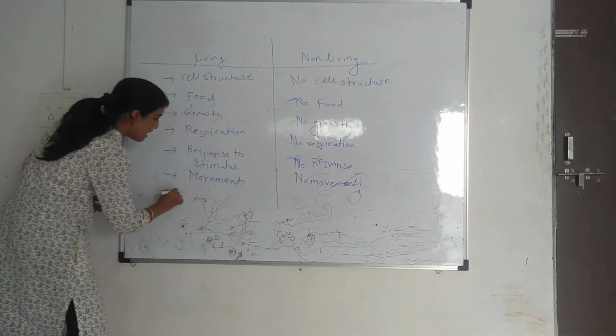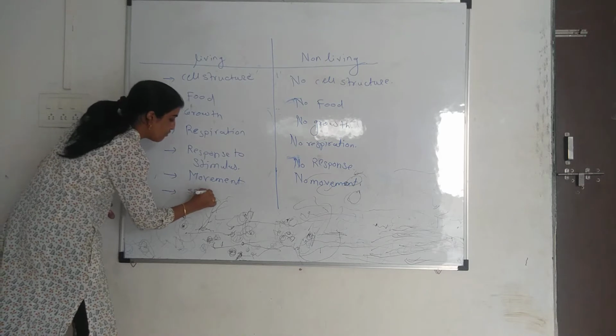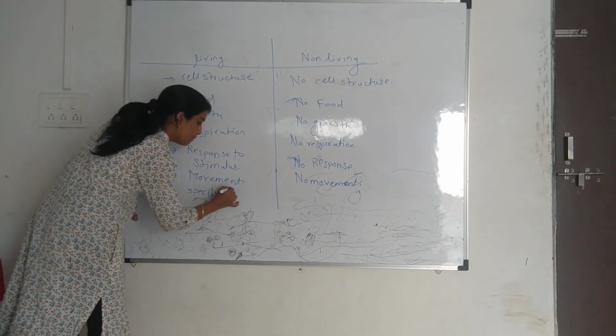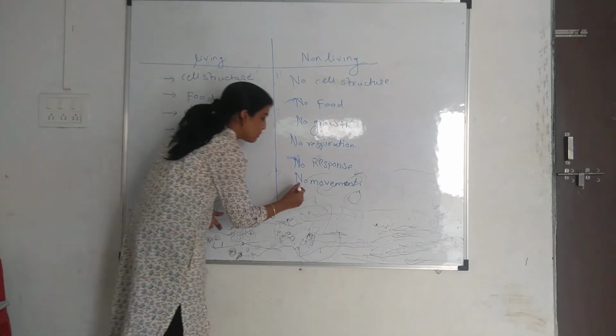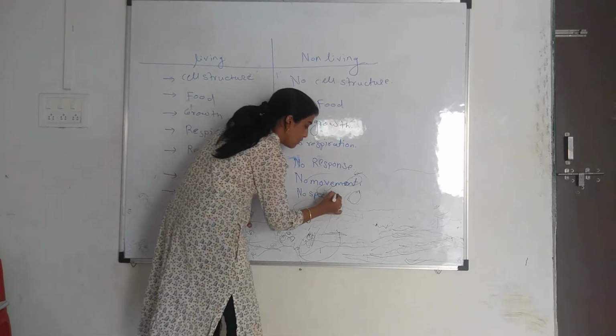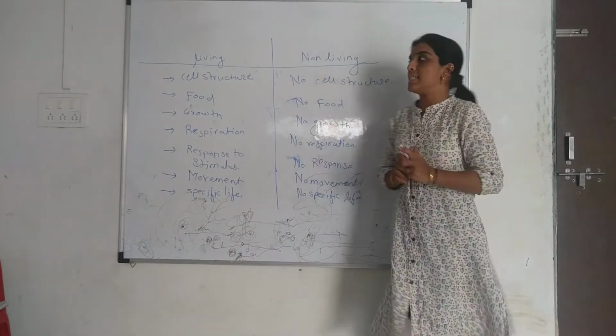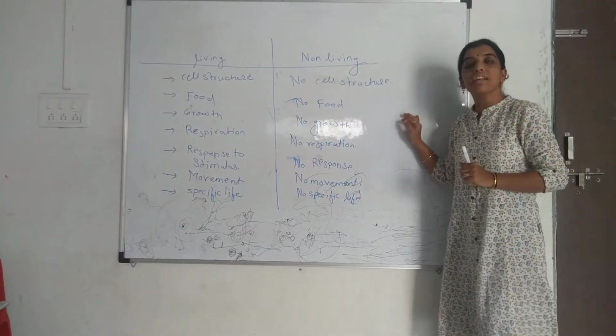And the very last and important characteristic is what? Specific lifespan. No specific life. So these are some basic differences between living things and non-living things.